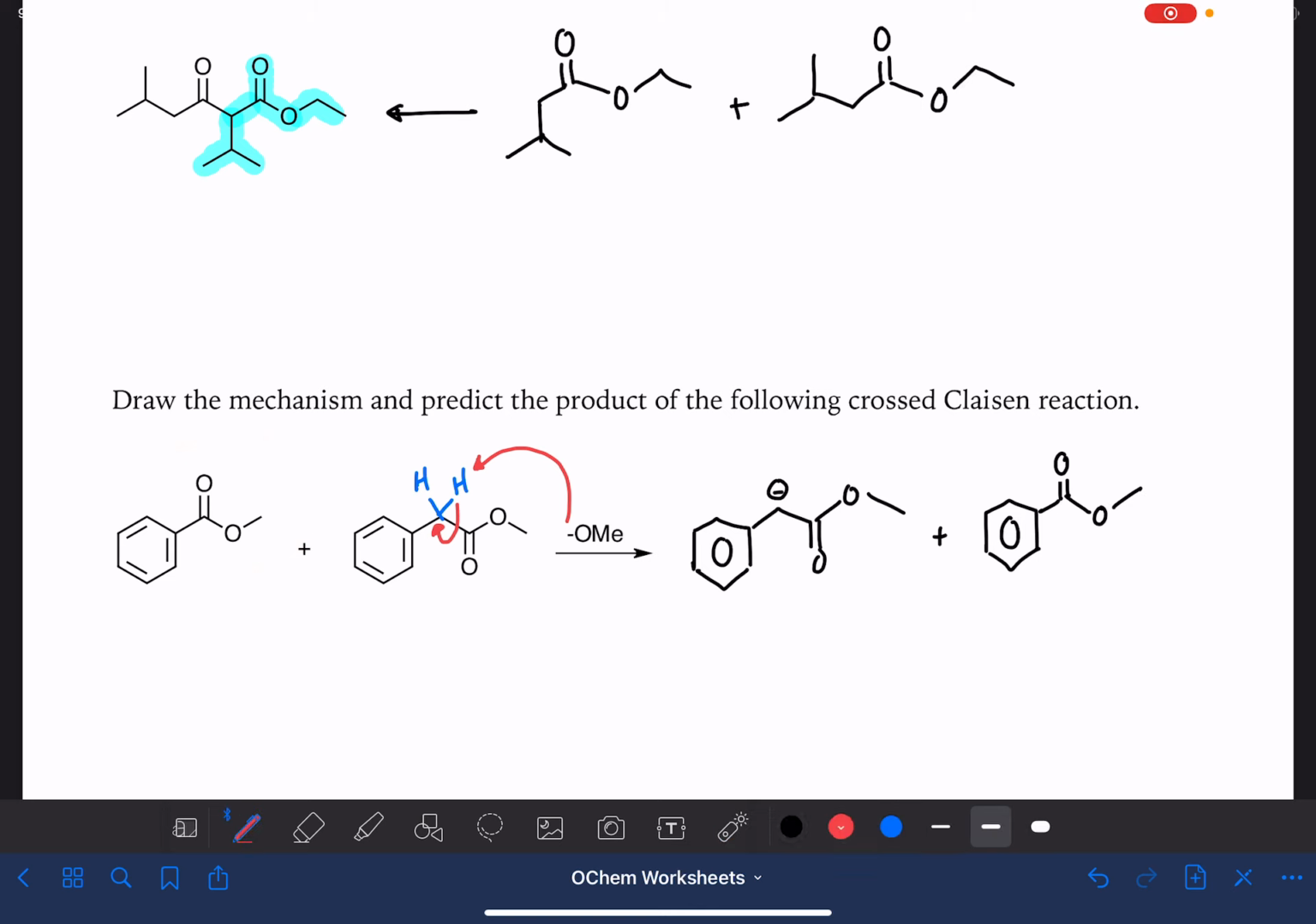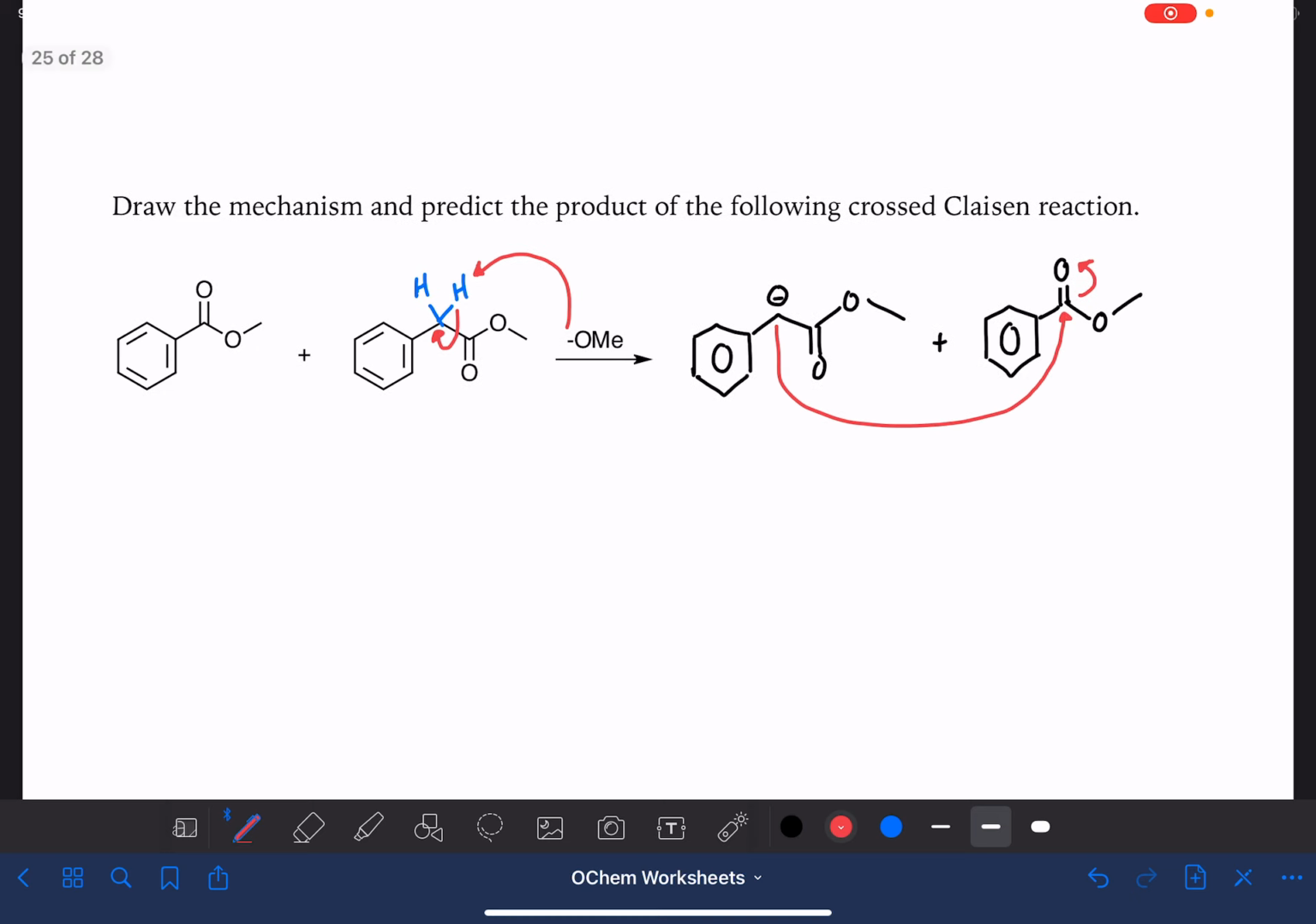We'll do that first. It's going to attack at the carbonyl carbon, open up the carbon-oxygen double bond, and that will give us this. Plus, I have formed a bond to this carbon right here. That carbon is bonded to a benzene ring. It's also bonded to a carbonyl group and an OCH3 group.